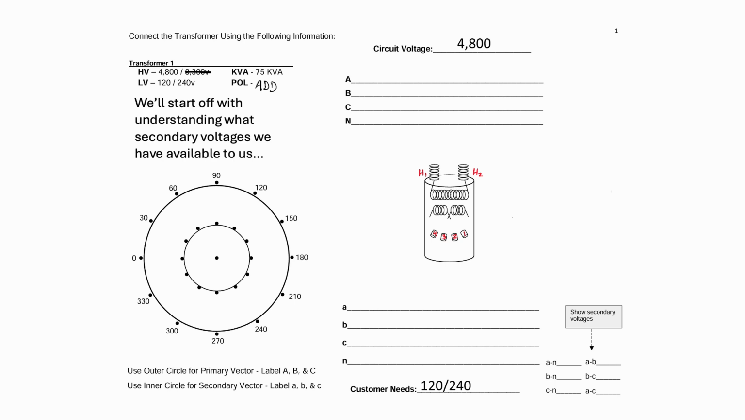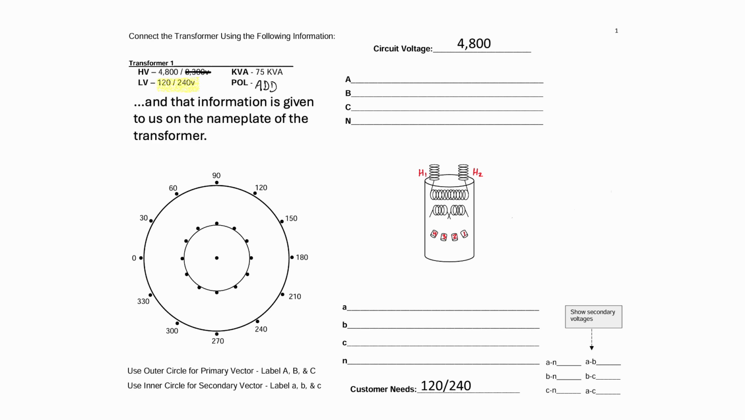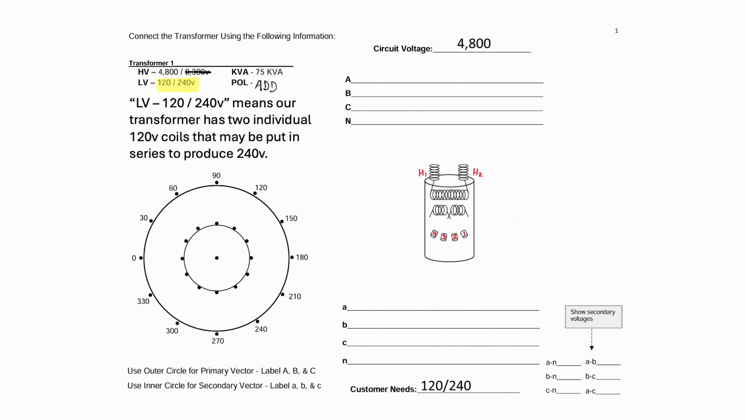So we'll start off with understanding what secondary voltages we have available to us, and you find that information on the nameplate of the transformer. LV 120/240 volts means our transformer has two individual 120 volt coils that may be put in series to produce 240 volts. The next thing that we need to understand is what needs to be supplied.